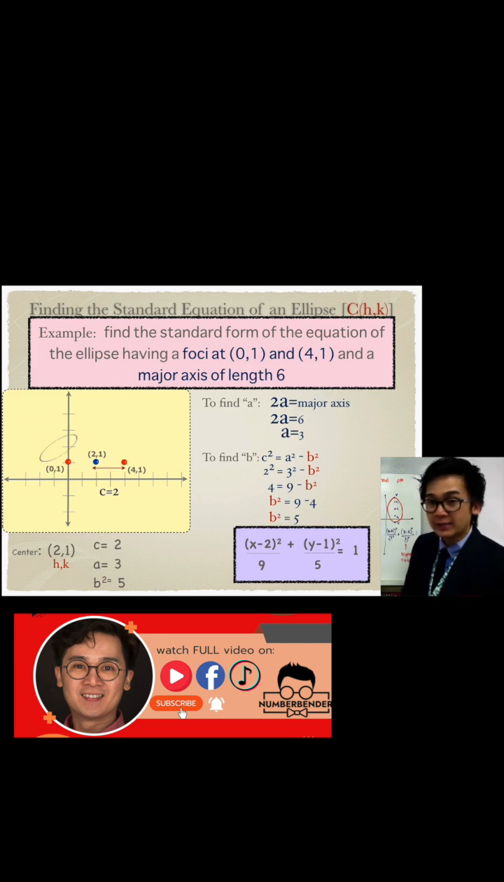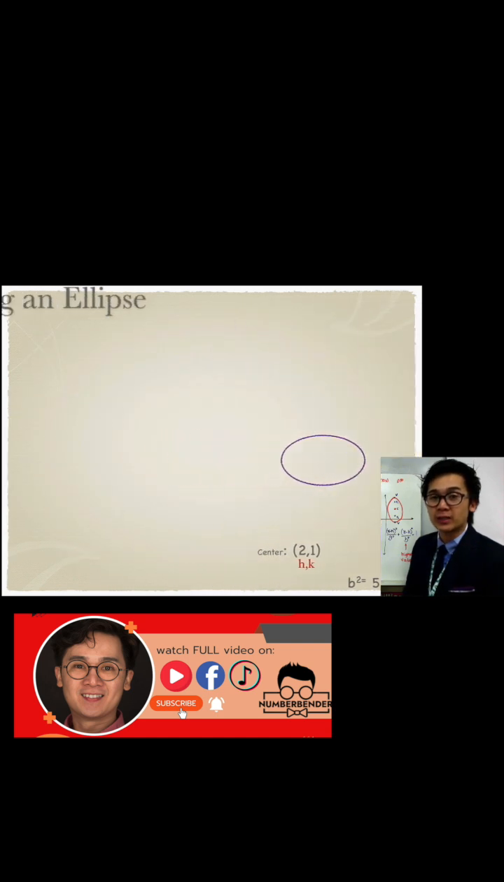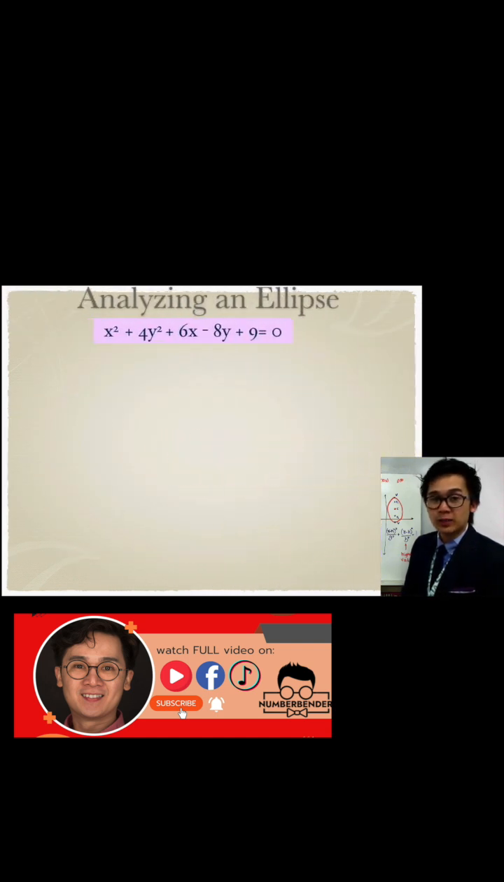Now, on our second example, we will be using a different set of equation. Now we're going to have the general equation of an ellipse given by x squared plus 4y squared plus 6x minus 8y plus 9 equal to 0. Now we're going to change it to its standard form.